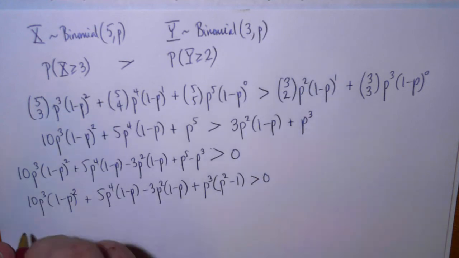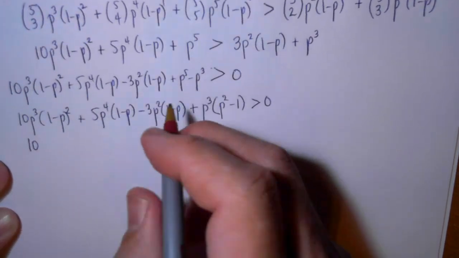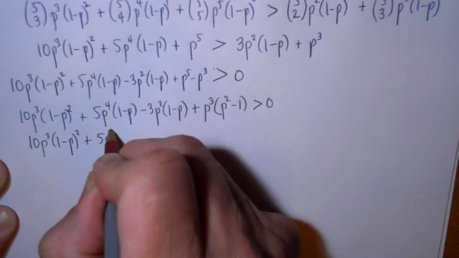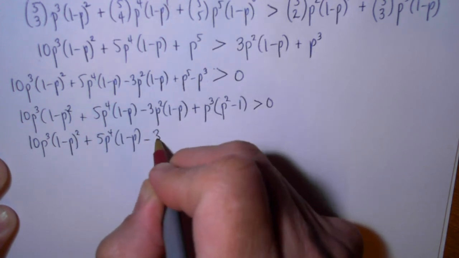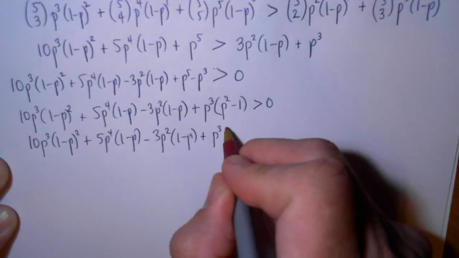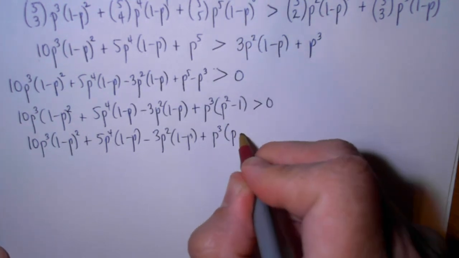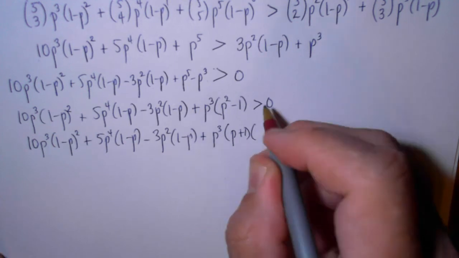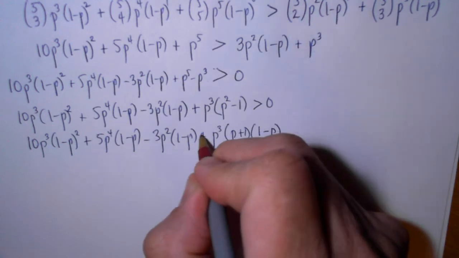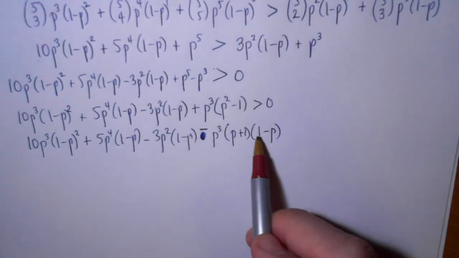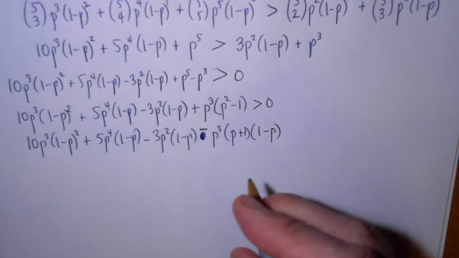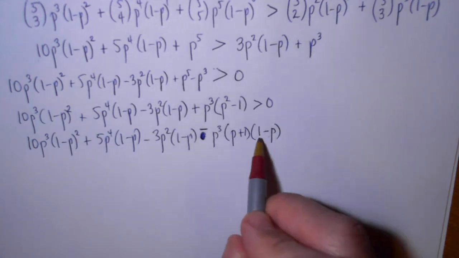And p squared minus 1, so let me copy one more line. 10p to the third, 1 minus p squared, plus 5p to the fourth, 1 minus p, minus 3p squared, 1 minus p, plus p cubed. Then I have p plus 1 times p minus 1. Now p minus 1 is the negative of 1 minus p, so I'm going to put a minus sign here, and I'll write 1 minus p here instead of p minus 1 because I'm going to be factoring out on my next step. So ordinarily you'd write plus p minus 1.